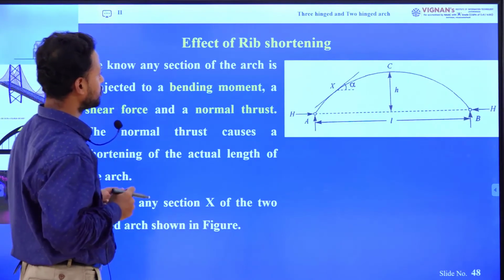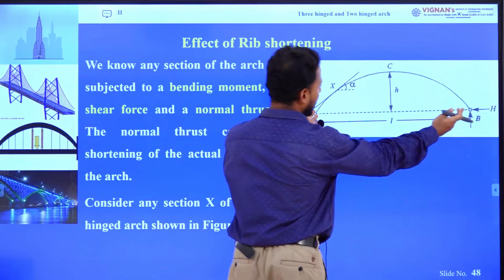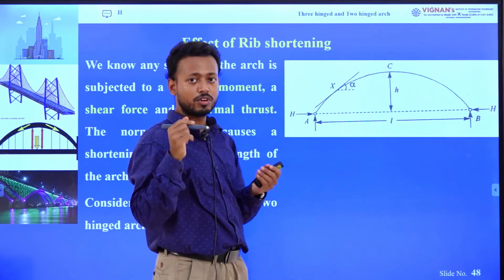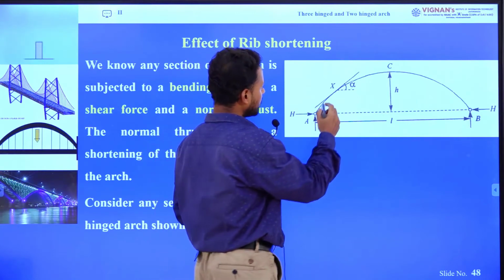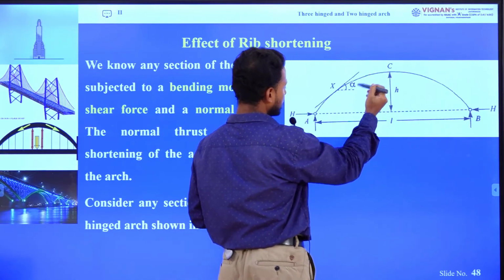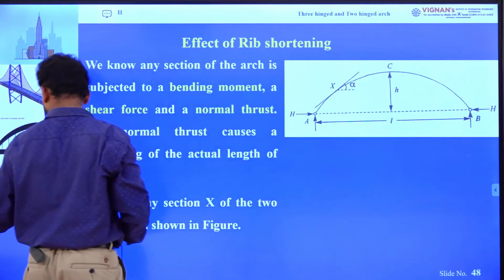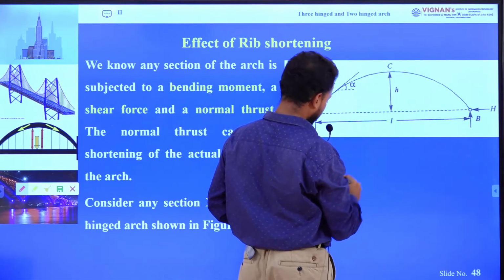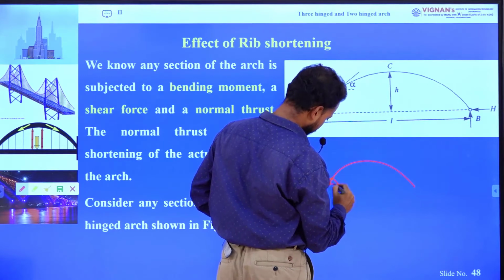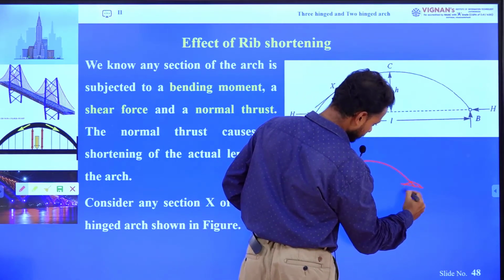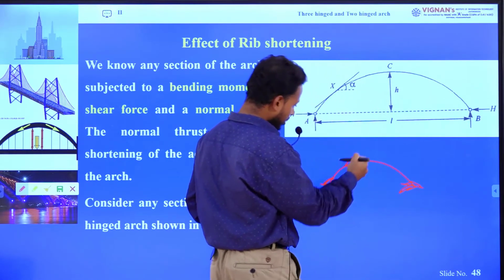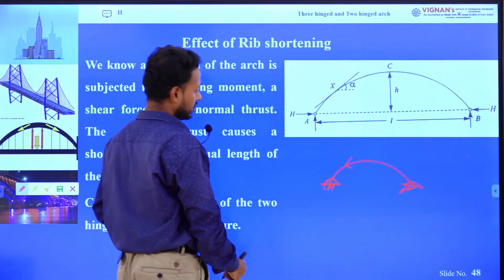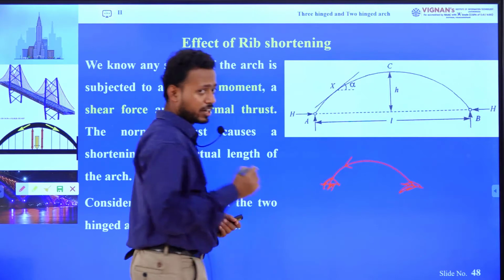Rib shortening. Rib shortening means the length of the arch will shorten due to the huge amount of normal thrust. The normal thrust is acting in this direction, so it is trying to compress this length. Due to this compression the length of the arch may decrease.